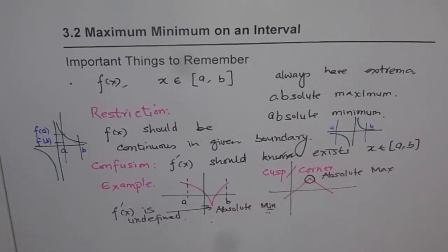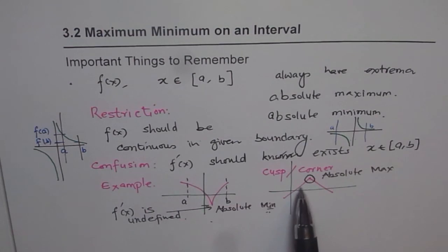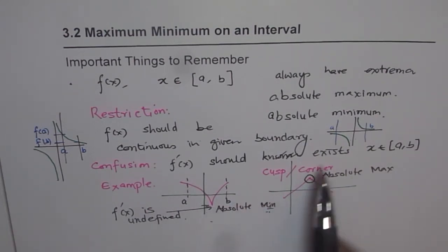Section 3.2, maximum, minimum on an interval. You get my point. So when we take up the examples, we'll take up cases where you have to figure out whether the algorithm works or not. The reason is that it should be continuous. The reason is not that you cannot find the derivative, right? In this case, you can say that. But if I give you an example like the absolute value function or radical roots, then if you say that, you're wrong. Do you understand? So that is what you have to keep in mind.